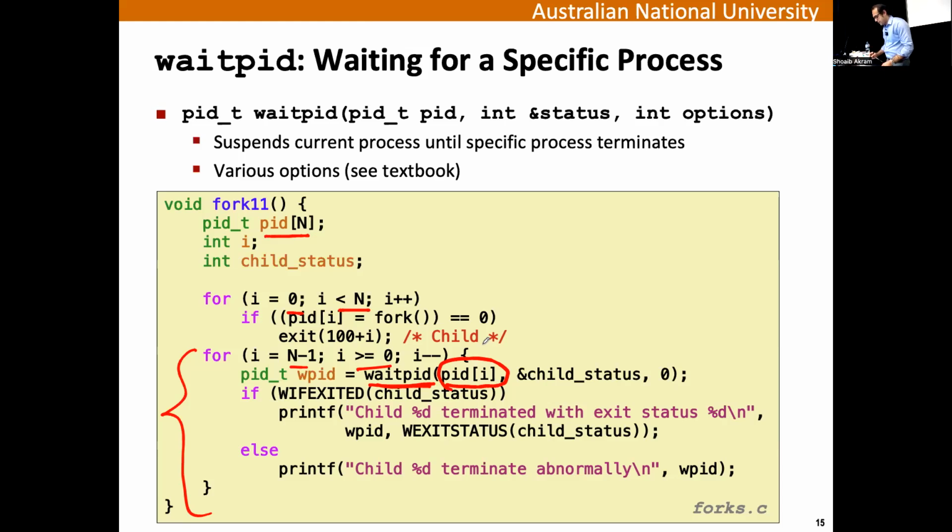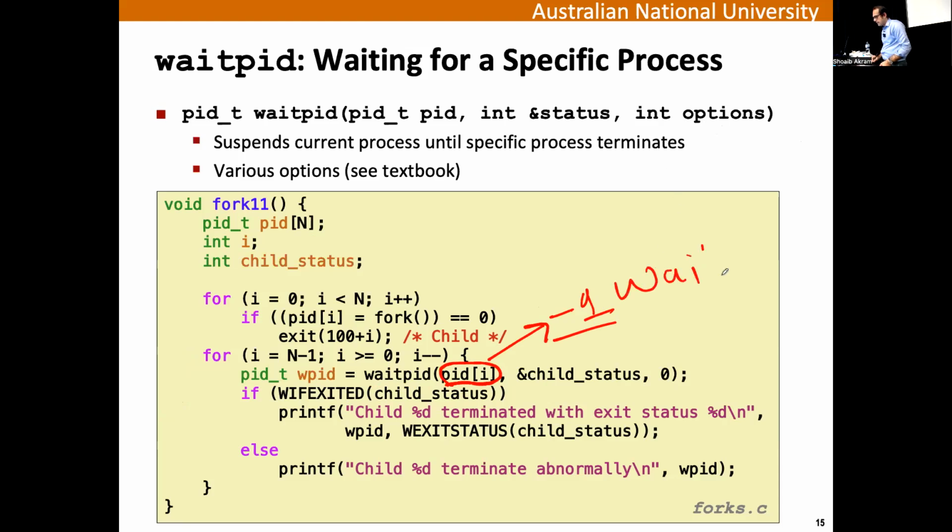If instead of specifying a specific PID, I say -1, then it has the same semantics as the wait system call. It returns when any child in the wait set terminates.